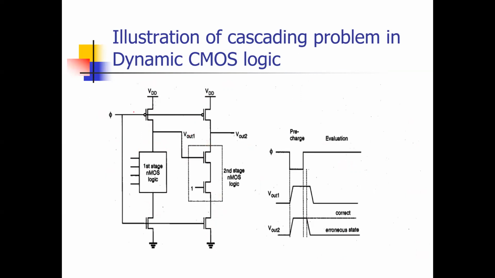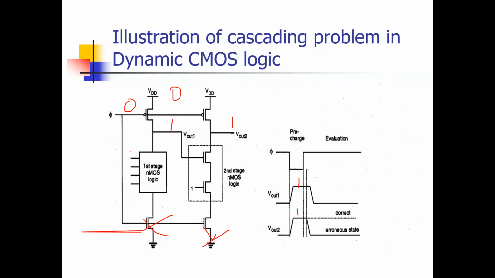Suppose in phi 0, the lower one will be off, because it's a common clock to all the PMOS at the top side. So Vout 1 and Vout 2, both will be 1 in the starting. Both will be 1 in the starting. Okay, now what will happen?